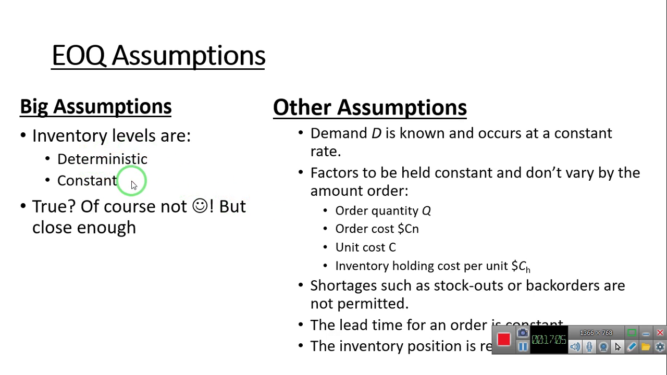Inventories are deterministic and constant. Well, what do we mean by deterministic? It means that they're not random, that the amount that you have is not random. No, of course, it's not random. It varies, but it's not random because you know just about how much stuff you sell and how much stuff you need. All right, so there's nothing random about it.